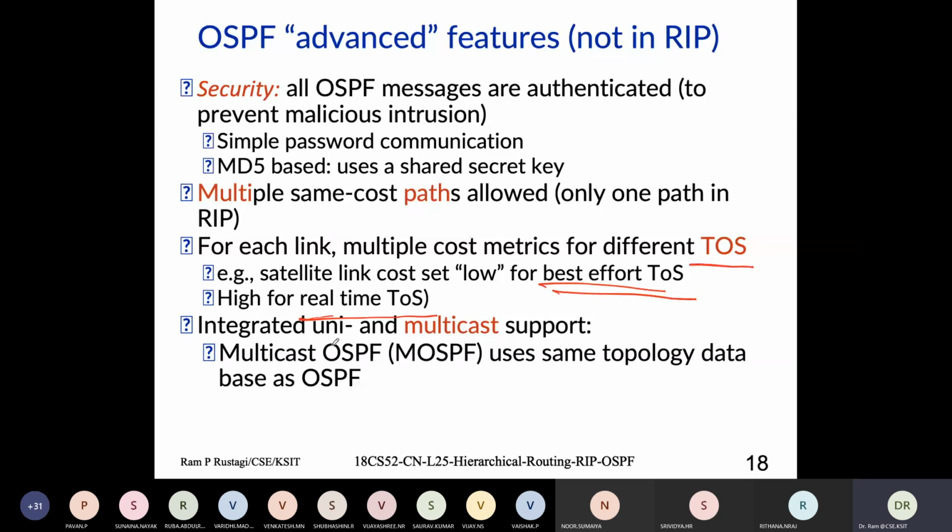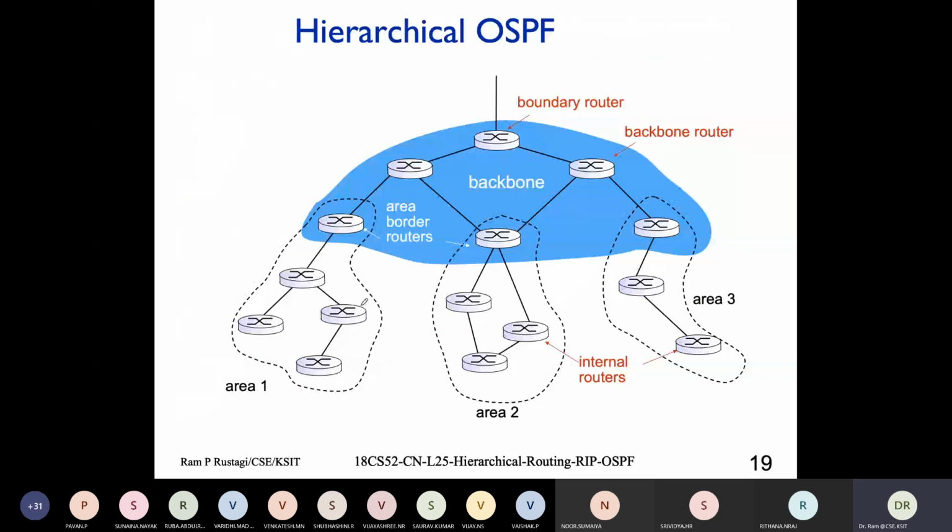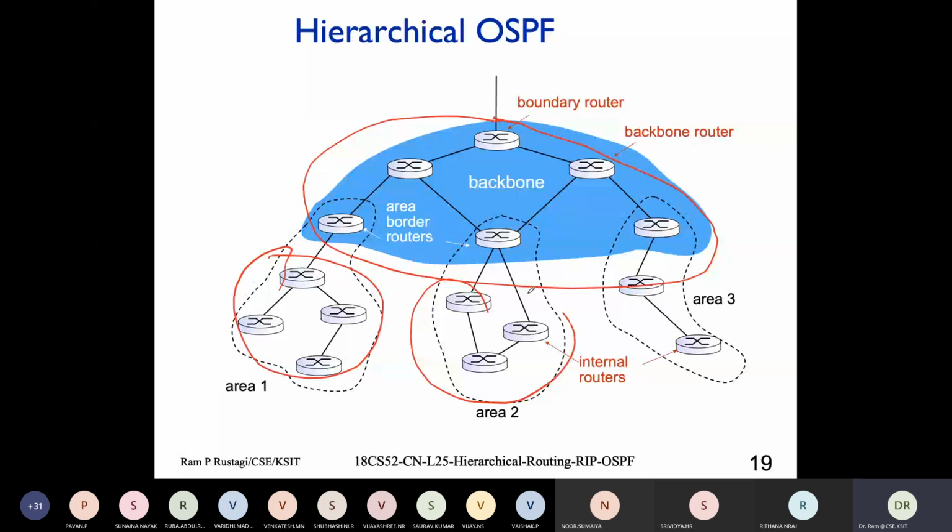Another feature OSPF supports is multicast, whereas RIP uses broadcast. When we study multicast routing, in one or two lectures later, we'll look at how multicast works. And of course, OSPF is hierarchical, the way we started with hierarchical routing. OSPF introduced the concept of area. You have one called the backbone area, and then other areas can be defined as many as you want: Area 1, Area 2, Area 3.